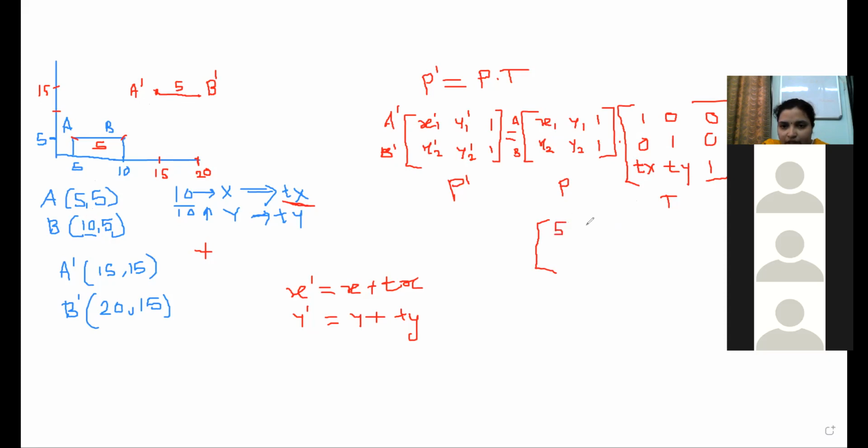सो आय विल राईट हिअर 5 5 द कोऑर्डिनेट्स ऑफ ए, देन द कोऑर्डिनेट्स ऑफ बी दॅट इज 10, 5 आणि 1, आणि तुमचं हा मॅट्रिक्स लिहिले मी 1 0 0, 0 1 0 and tx ty ची व्हॅल्यू काय, tx 10 आणि ty पण 10. सो tx ची व्हॅल्यू 10, ty ची पण व्हॅल्यू 10 आणि 1.